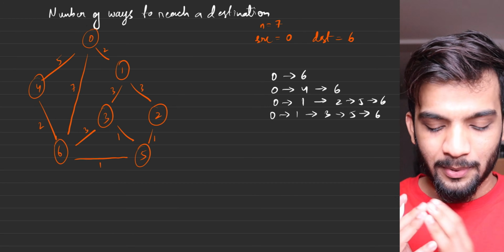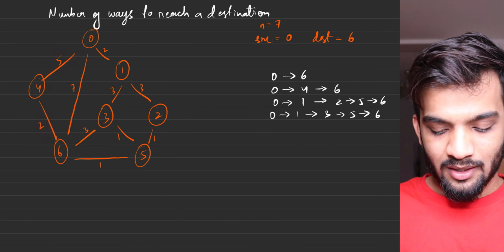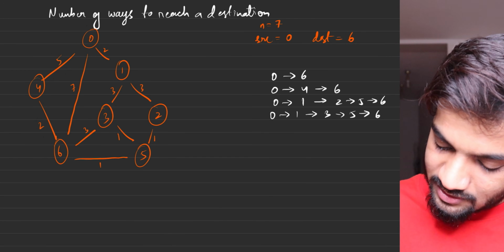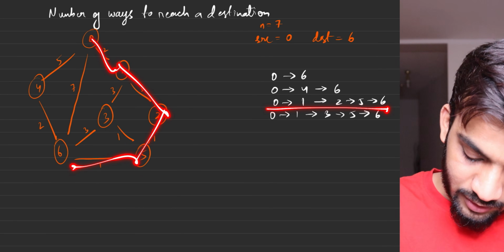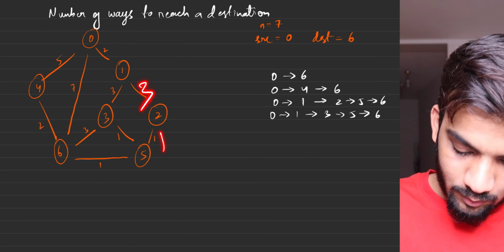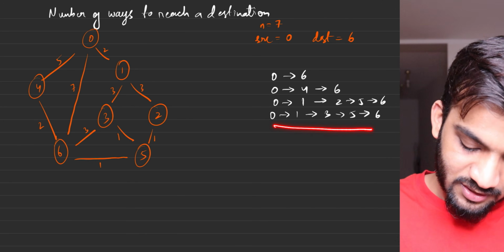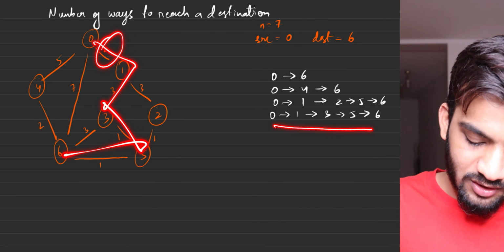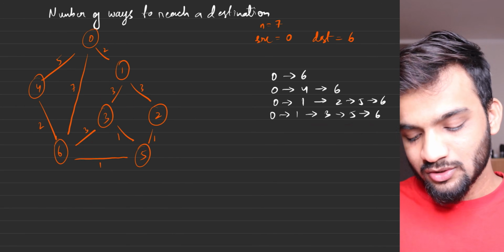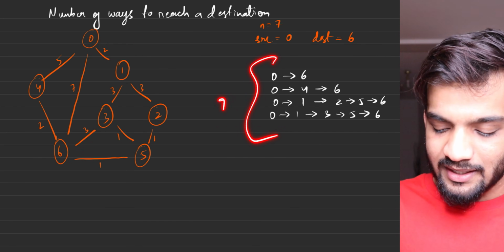You can try out all of the paths: 0, 4, 6, which is again 7. If you try something like 0, 1, 2, 5, 6, you can see 2, 3, 1, 1. That is again 7. And there is again 0, 1, 3, 5, 6, so that's 2, 3, 1, 1, which is again 7. So all of these four paths are taking 7.